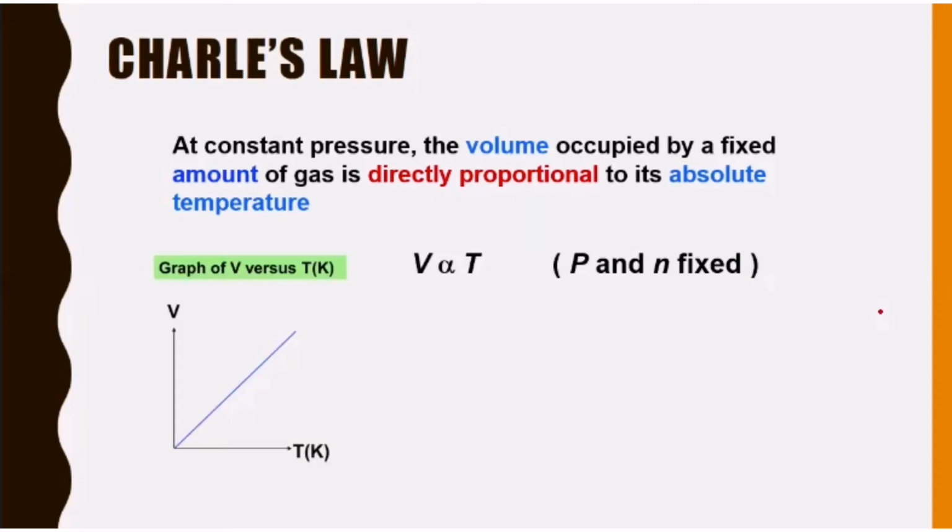If we look at the graph of volume versus temperature, we have a straight line with positive slope, which indicates that volume and temperature are directly proportional to each other. If we convert this relationship into the equation, we will have V equal to KT, where K is a constant value. After we rearrange this equation, we will have V over T equal to K.